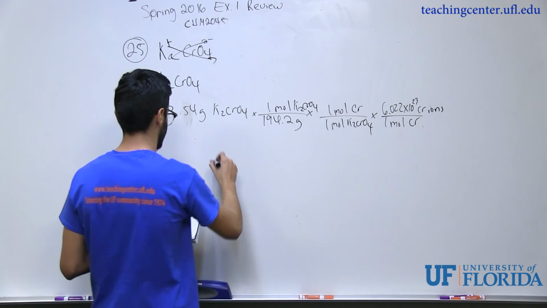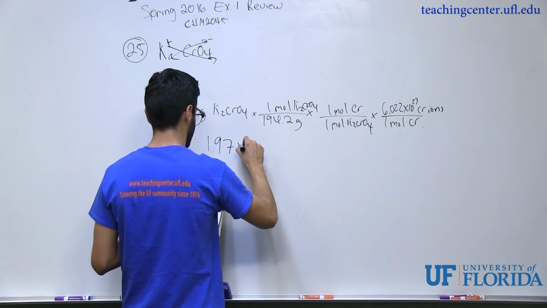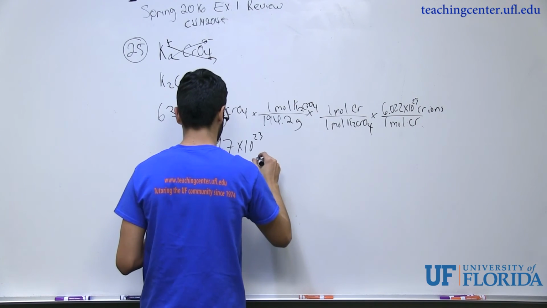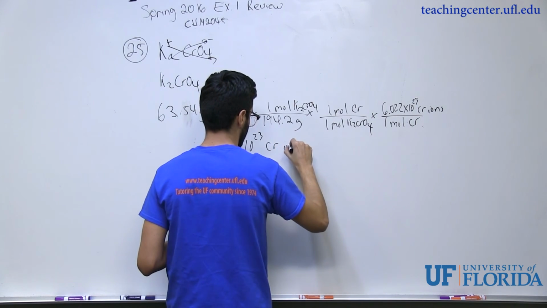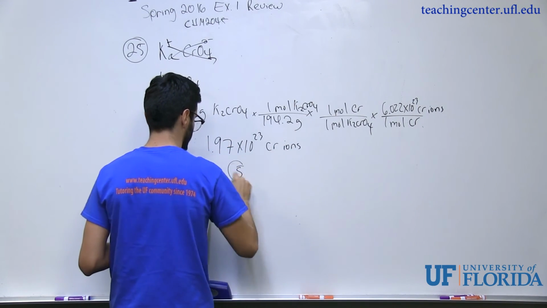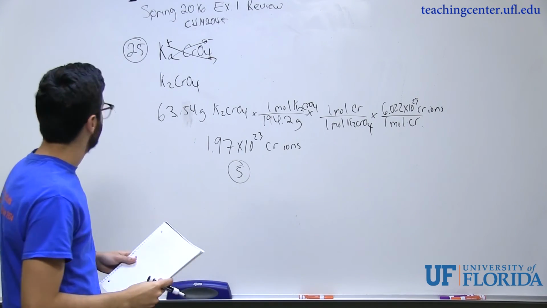So if you plug this into your calculator, you should get 1.97 times 10 to the 23rd chromium ions, or answer choice number 5. So that was number 25.